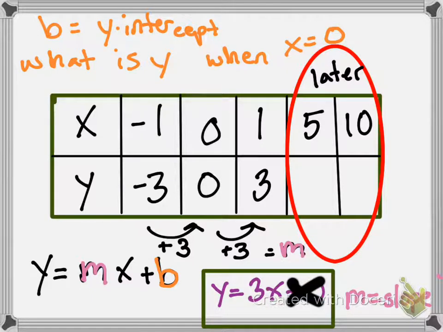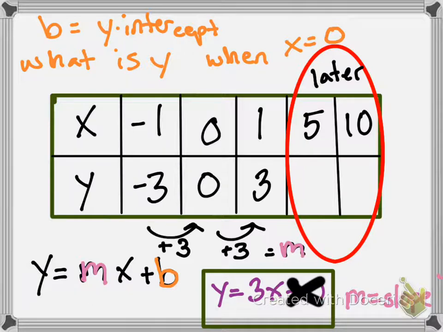So my equation is 3x. Now, I can't always just keep increasing by 3. If I did this, it would be 6 and it would be 9. Does that make sense at all? No. It doesn't make sense at all because we're not increasing by 1 on the top anymore. We're not increasing by 1 on the top.